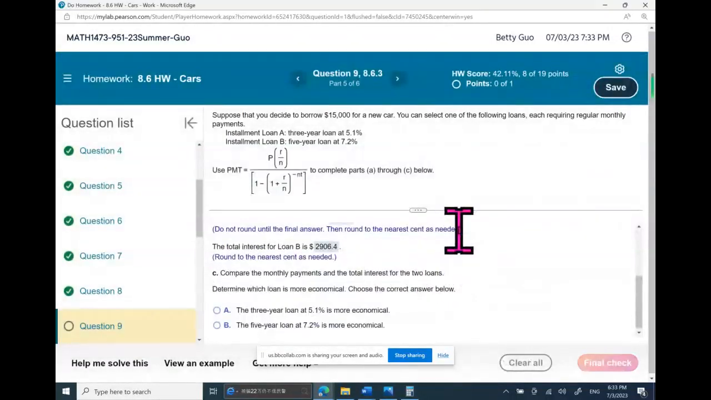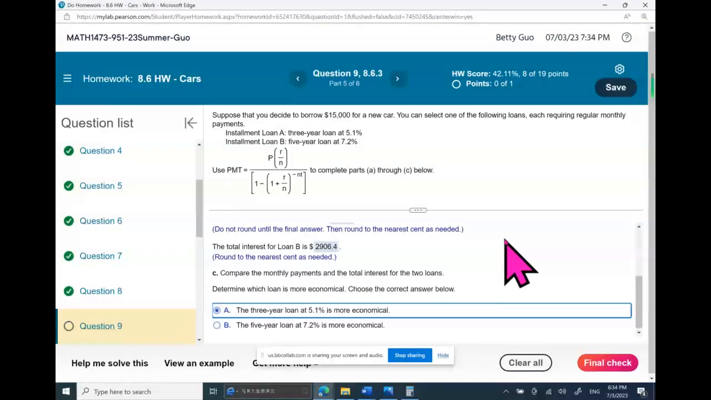That's part B about loan B. Part C. Compare the monthly payments and the total interest for the two loans. Determine which loan is more economical. Choose the correct answer below. Which one is more economical? Which saves your money in the long run, not just every month?